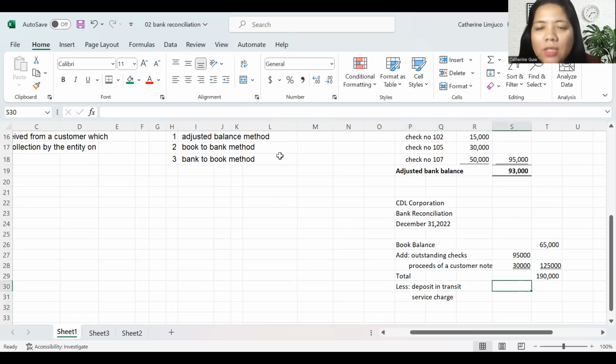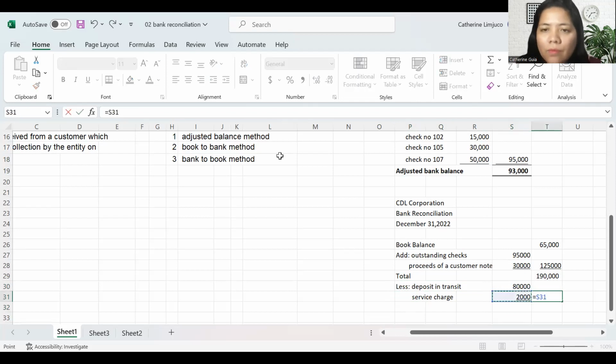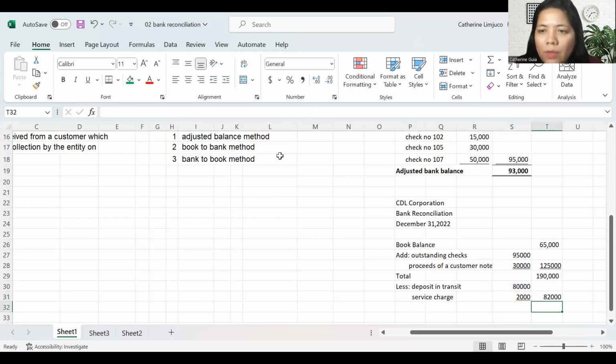The deposit in transit is how much? We have 80,000 pesos, and we have a 2,000 service charge. How much is the total? We have 82,000. How much is the bank balance? It's 108,000, our bank balance. Let's check.